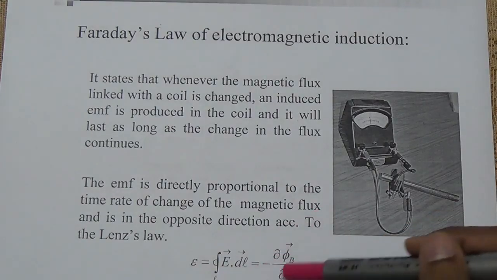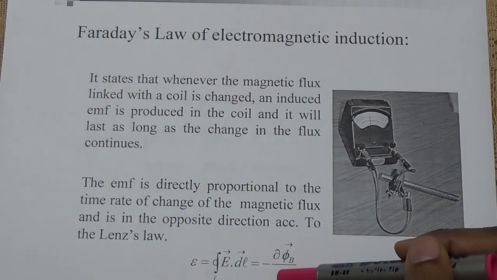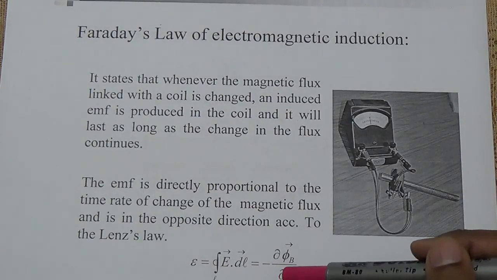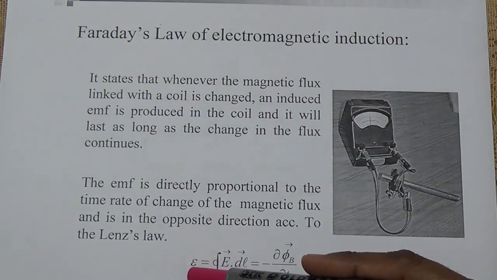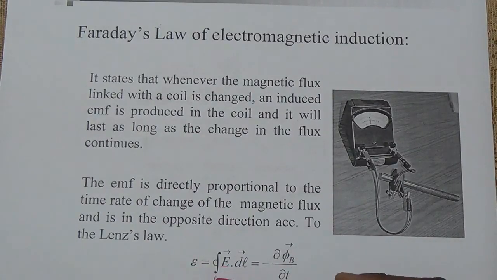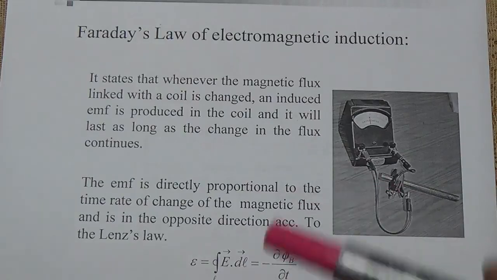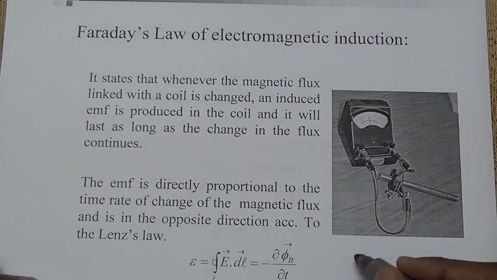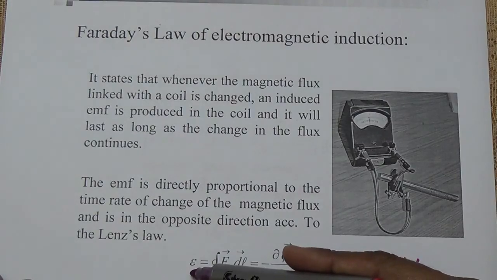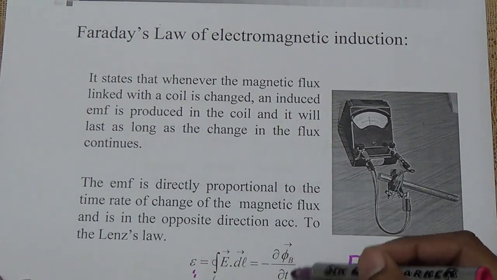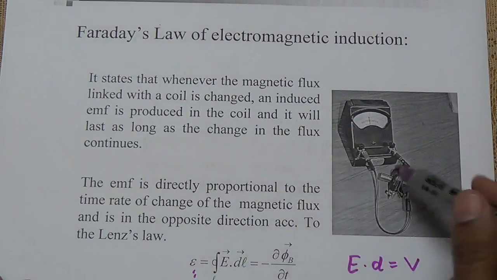So when you pass a magnetic flux through a coil, an electric EMF is produced in the coil. That EMF is defined this way: closed path integral E dot dl. This E dot dl is basically a potential. E dot dl is equal to V, if you remember. So that potential you are observing through the change in the magnetic flux that is linked with the coil.